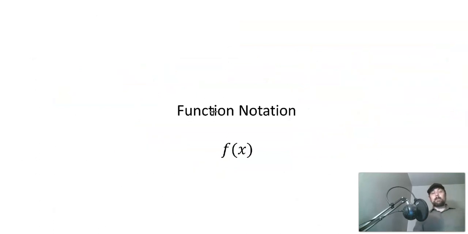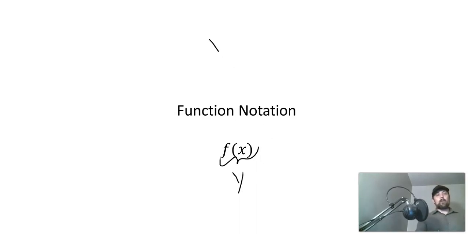The last topic here is function notation, which looks like this. F of x is how you would read that. It is not f times x. It's not multiplication, even though it looks like it would be, and that's unfortunately misleading. This is just the y value. It's the y variable, excuse me.